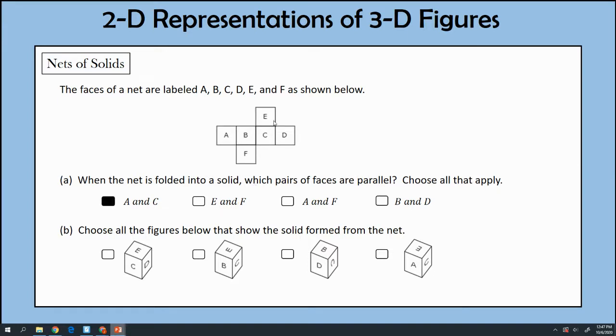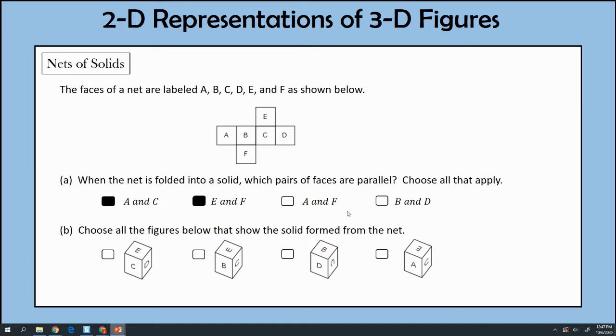E and F, okay, will those two share an edge when you fold this thing together? Well, you've got to think about folding this side up and E over and F up, and I do believe E and F are not going to share an edge, and they are going to be parallel. A and F, when you fold F up and A up, they're going to share an edge. So they are not parallel. B and D, they do not share an edge.